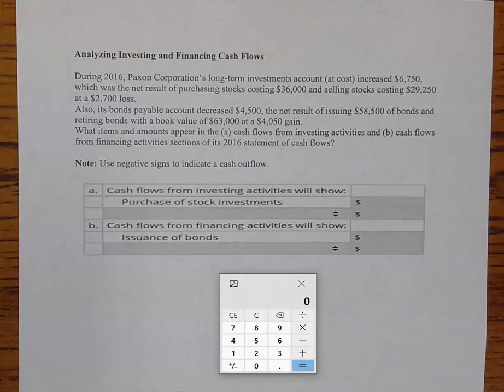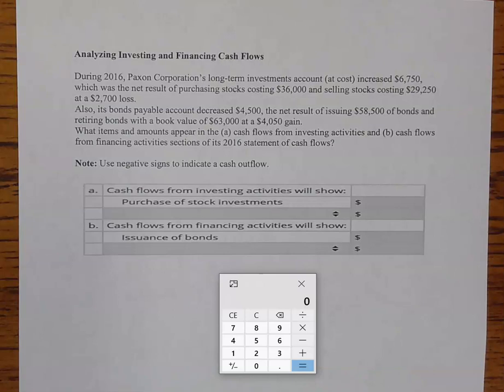Okay, let's take a look at this little exercise related to the statement of cash flows. The name of this exercise is Analyzing Investing and Financing Cash Flows. Hopefully we understand that when we're talking about the statement of cash flows, there are three portions to it. One is the operating section, and the other two are investing and financing activities.